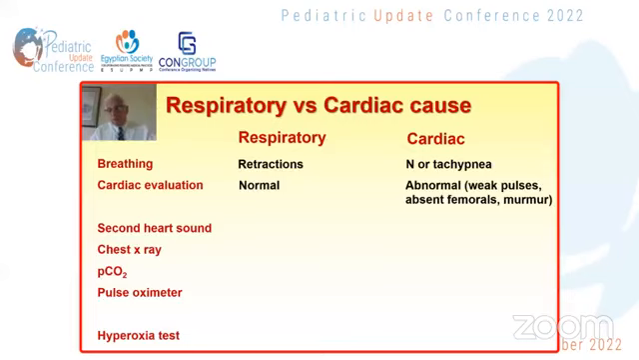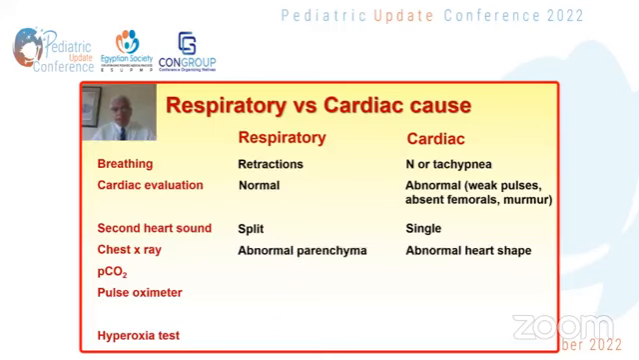When you look at the cardiac evaluation in the respiratory cause, it's usually normal. In cardiac, you can find abnormal pulses, weak pulses, or a murmur. In respiratory causes, the second heart sound usually is normally split. In cardiac causes, depending on the type of cardiac lesion you're dealing with, you could be looking at a single second heart sound. When you look at the chest X-ray on a baby with respiratory distress from a respiratory cause, you will usually find an abnormal X-ray, while in a cardiac cause, the X-ray is usually normal or associated with an abnormal heart shape.